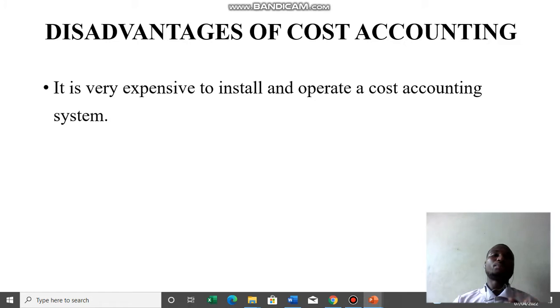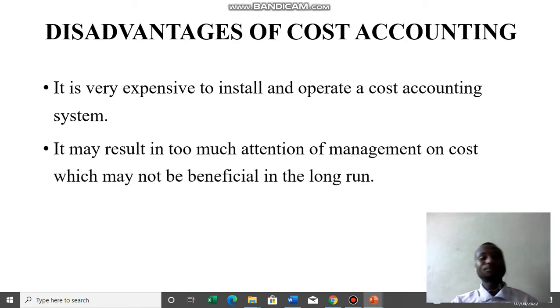Normally big organizations will always want to go in because they are able to manage their costs. Remember, the concept of cost accounting is to beat down cost, but if bringing it in results in your costs beginning to rise, then it is not prudent to bring it on board. So that is one disadvantage of cost accounting.